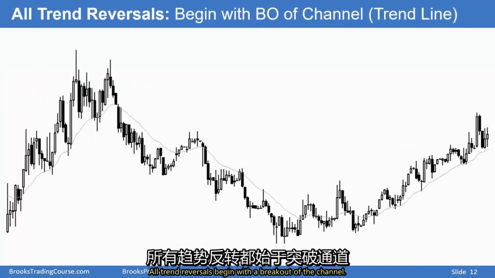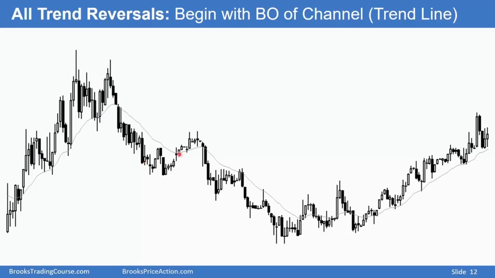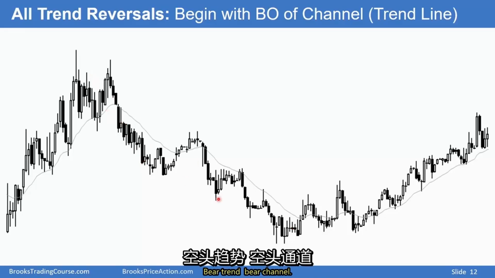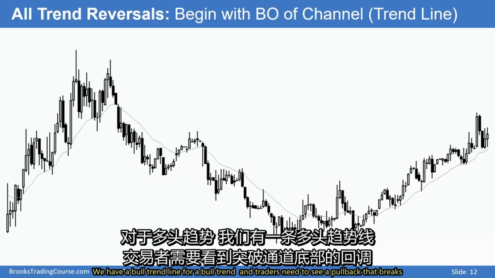All trend reversals begin with a breakout of the channel. Bull trend, bull channel. For a reversal, I need a breakout below the channel. Bear trend, bear channel. For it to reverse into a bull trend, traders need a breakout of the bear channel.